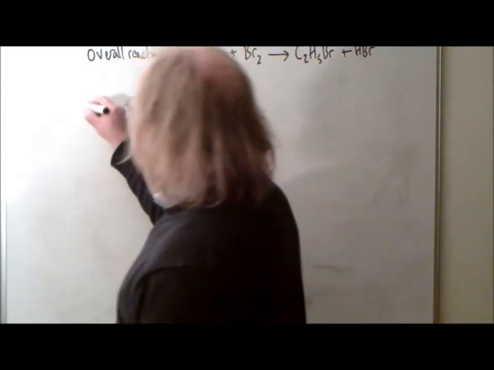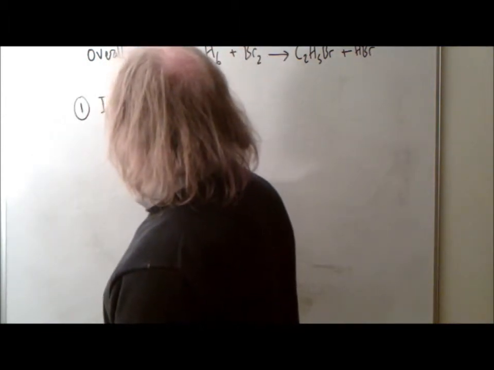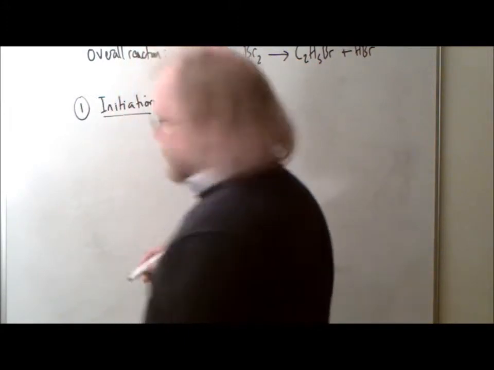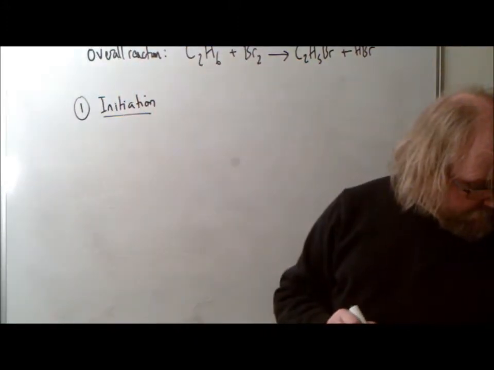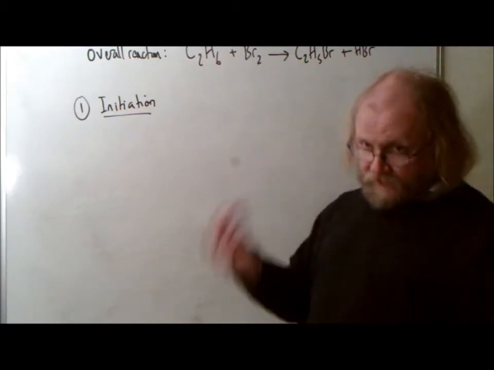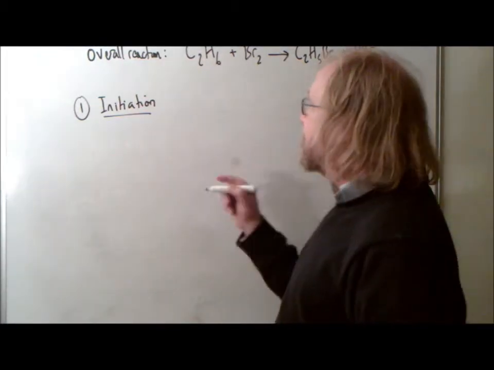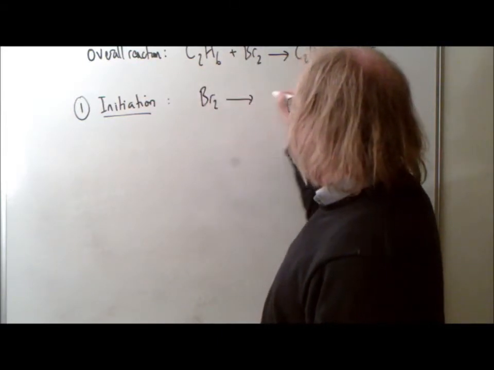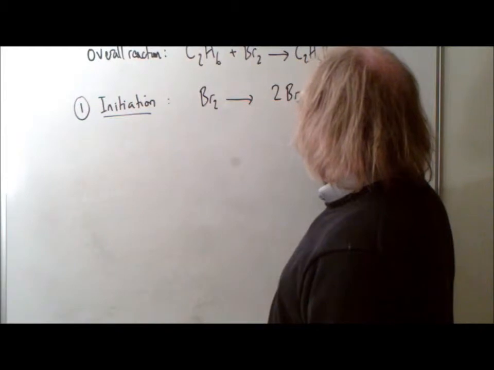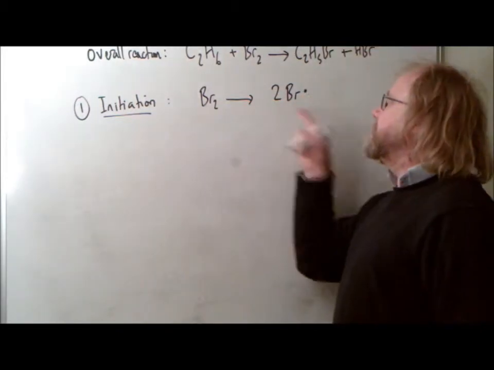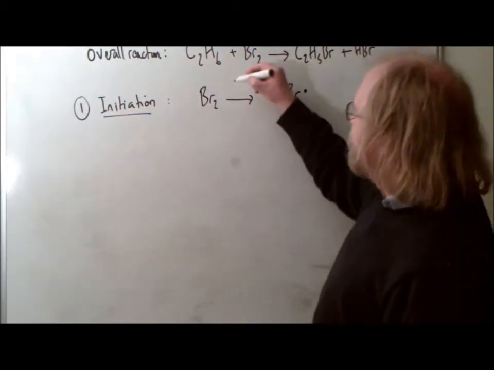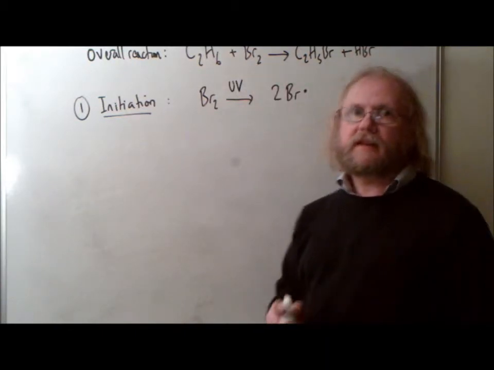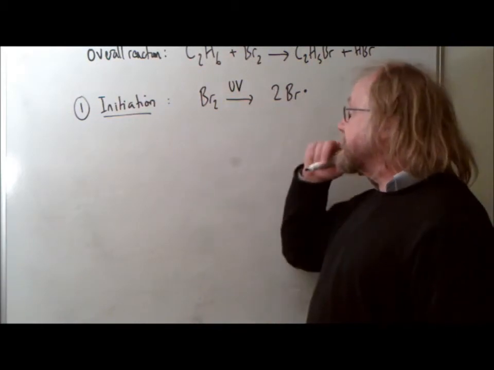And then the mechanism, the first step is called initiation. Okay, and you need to know the names of these steps, and indeed it asks you for that as your third bullet point there. So the first step is called initiation, and that's simply the bromine breaking up into radicals. So Br2 broken up to form 2Br dot, and that's the step that needs UV light. Okay, so that's the first step.